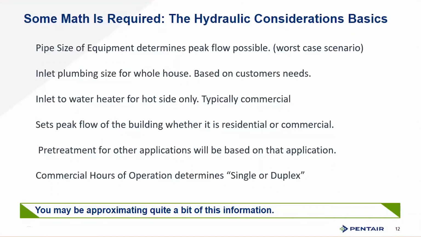Now, commercial hours of operation will dictate whether or not you use single tanks, duplex tanks, or alternating systems. We're not even going to get into networking system design at this point in time. Why? Too many rabbit holes. So on hours of operation, if they need 24-hour soft water, we're going to go with a duplex. In most cases, though, it's going to be a single tank, and that's where we're standing. You may be approximating a lot of this information, but if you get the pipe size, hardness, and whether they want it hot or cold, you've got a great number of these factors buttoned up.